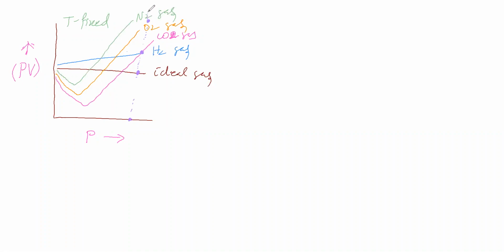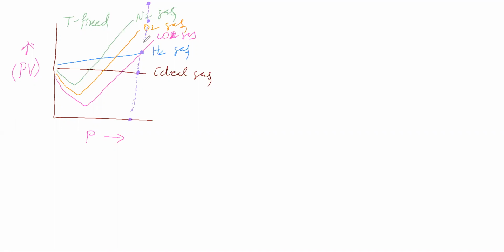The PV value for nitrogen gas is this much. Now see that positive deviation. At a given pressure, the PV value for an ideal gas is this much, for hydrogen, carbon dioxide, oxygen, and nitrogen it is this much. Among carbon dioxide, nitrogen and oxygen, which has the higher positive deviation? Nitrogen has the highest positive deviation.